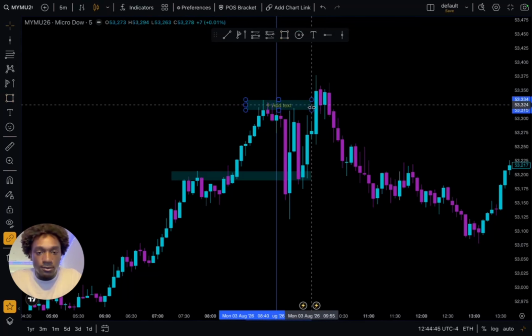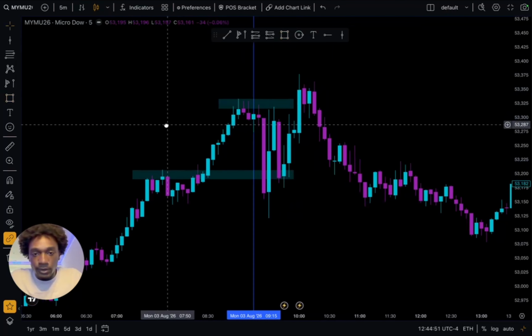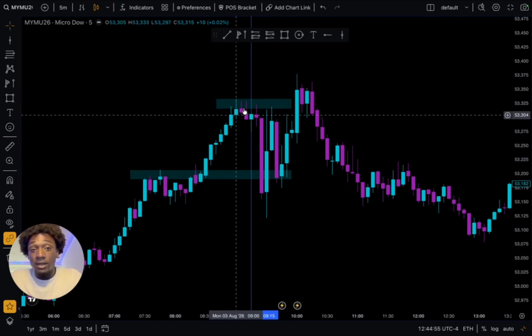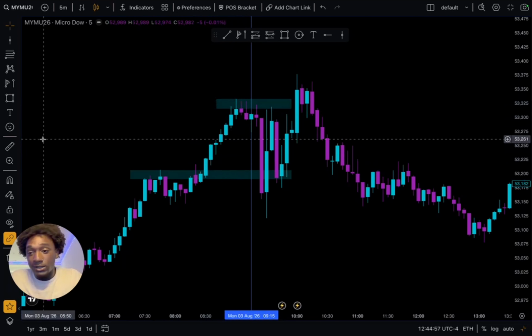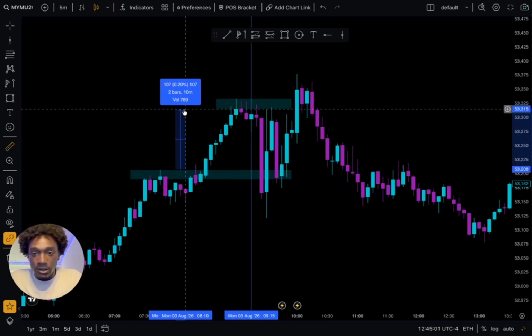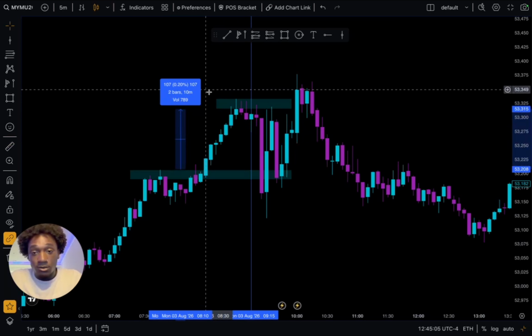And then now I can tidy this up a bit. Now I'm just looking for price to break out either way. Now, normally this is a really big range, right? Normally I don't really like to take trades in a big range like this. Now if you look at this, that's pretty big, bro. That's a 107 point range.